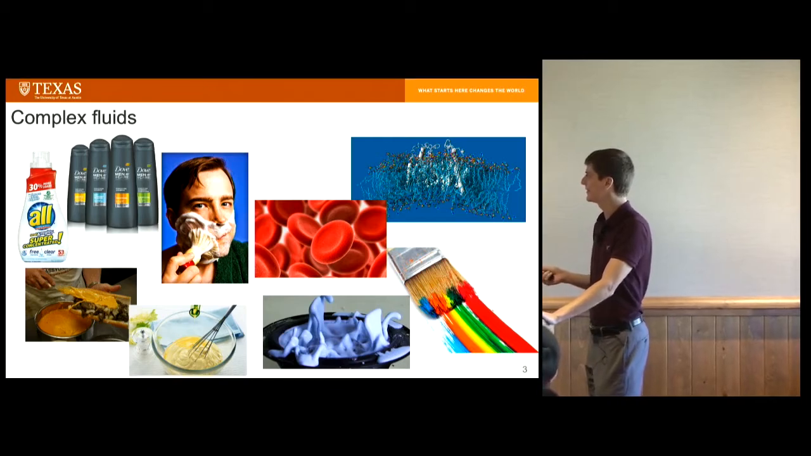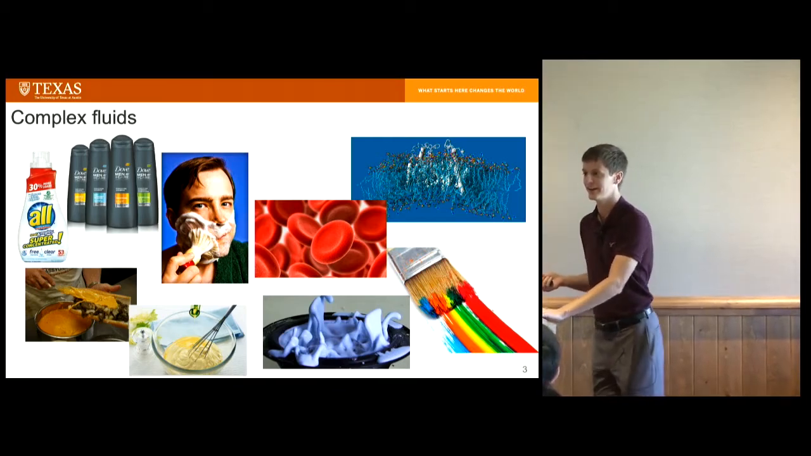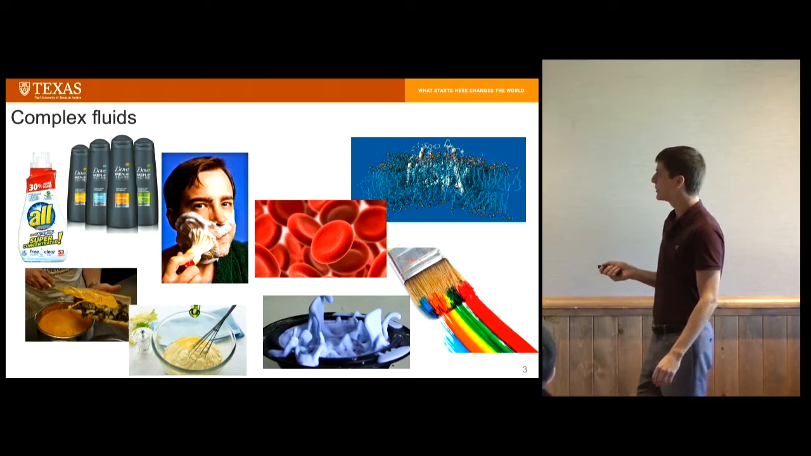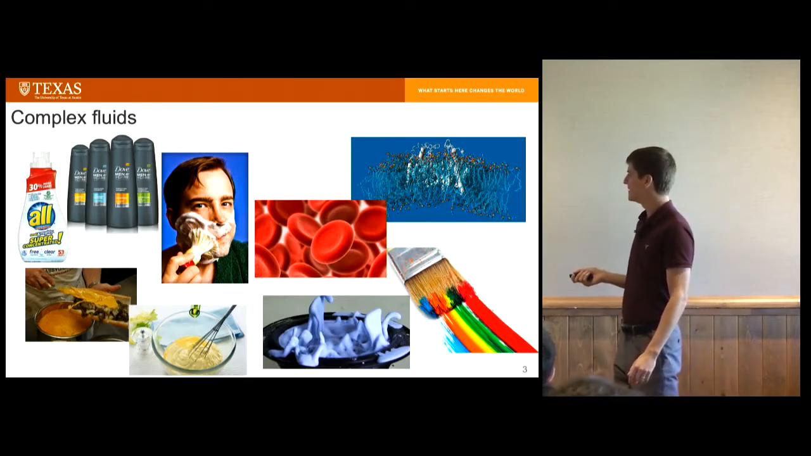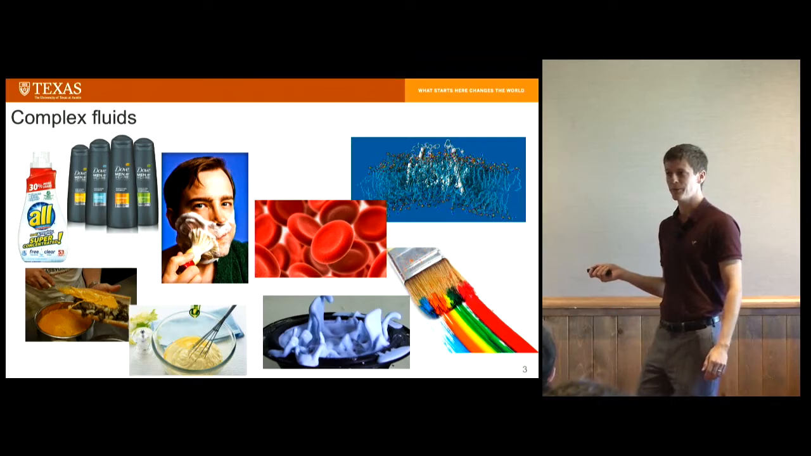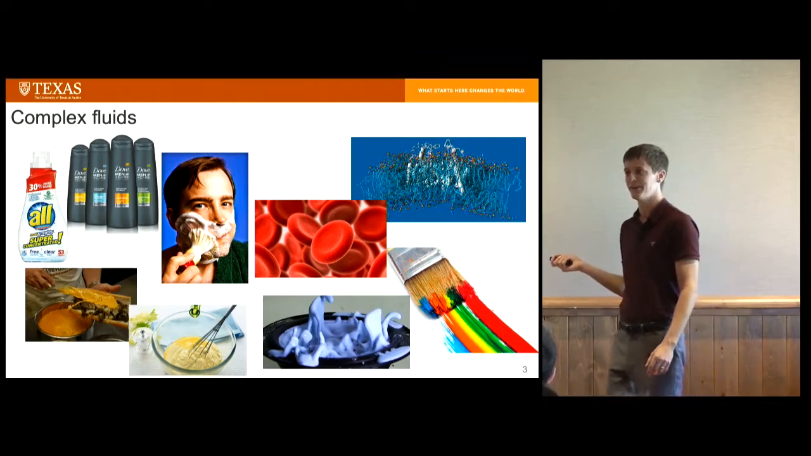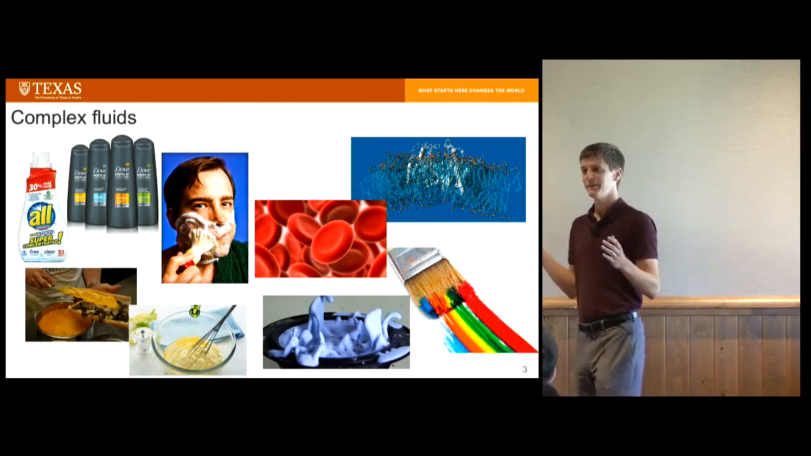Complex fluids have tons of examples just in our everyday life. Things like consumer products such as shampoo, detergents, and shaving cream. Biologically, blood is a complex fluid. Paints. And this weird cornstarch-water mixture. You've probably seen YouTube videos of people running on water.